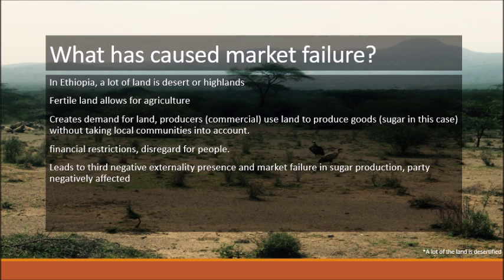So commercial producers use that land to produce goods without taking into account local communities that might be affected by this. This is both because of financial restrictions and out of disregard for the people. Either way, this leads to a third party negatively affected, and so the negative externality is present, and market failure will be evident in the sugar market, because the negative externality has shifted the marginal social cost higher than the marginal private cost, and the market is not in a state of allocative efficiency.